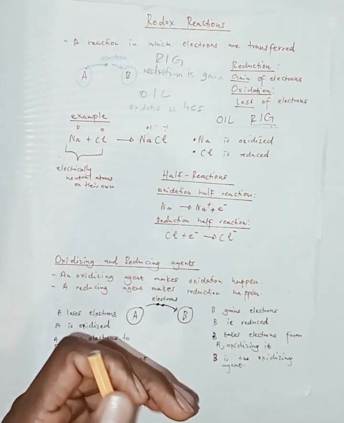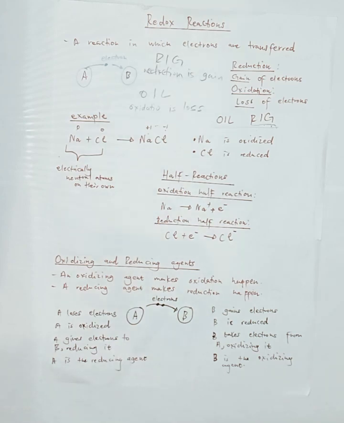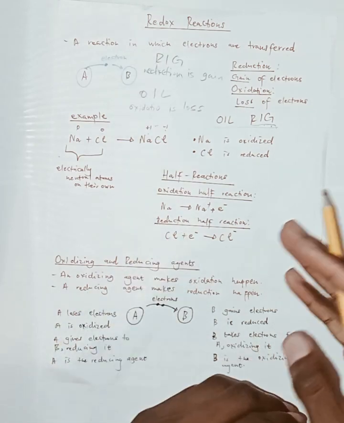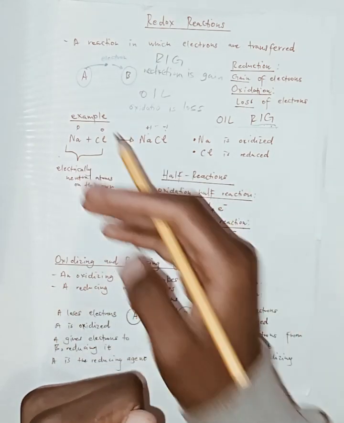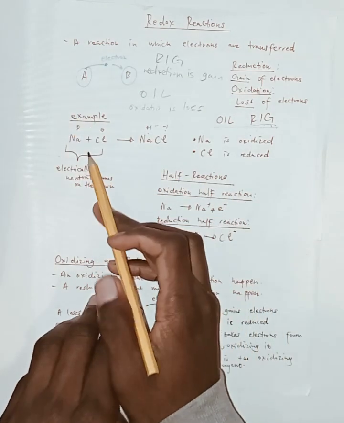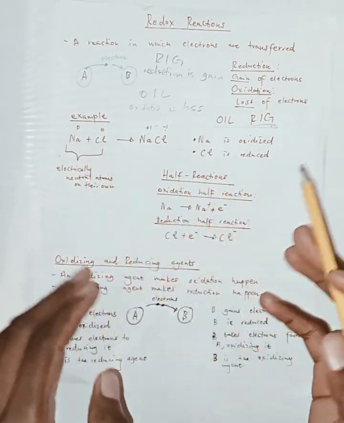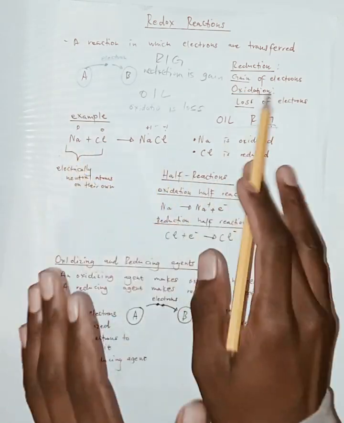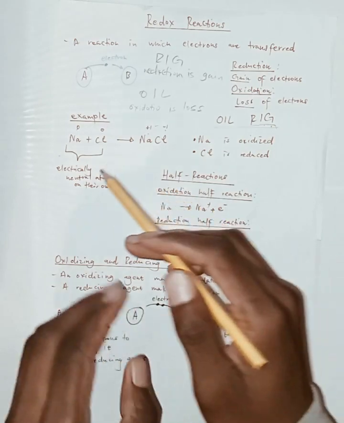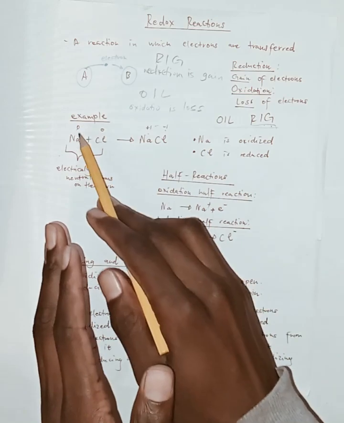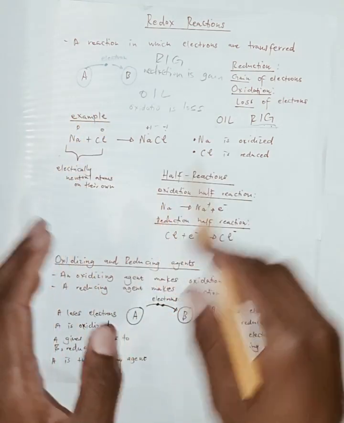Now moving on to the example. Okay, so I have the following example. This is a redox reaction. The reason why I'm saying this is a redox reaction is because there's a change in the oxidation number, which I'll explain later. So as you can see here, these are individual atoms. They are not ions yet. They're neutral atoms, electrically neutral atoms on their own. So they have an oxidation number of 0.